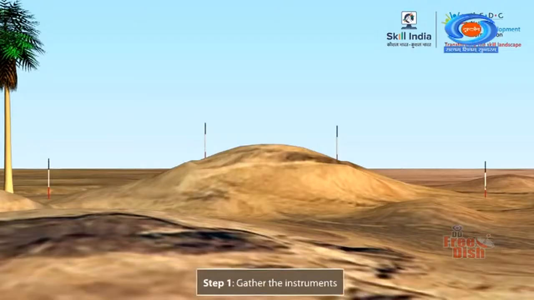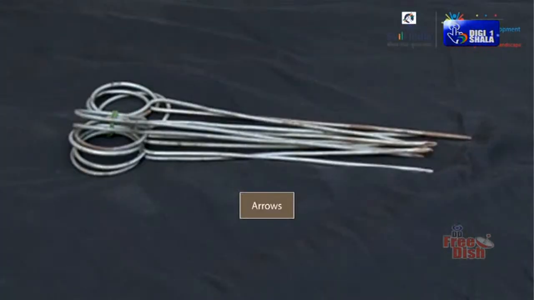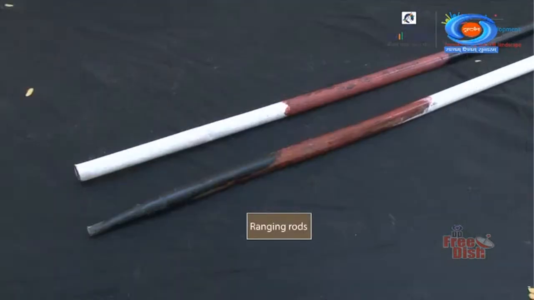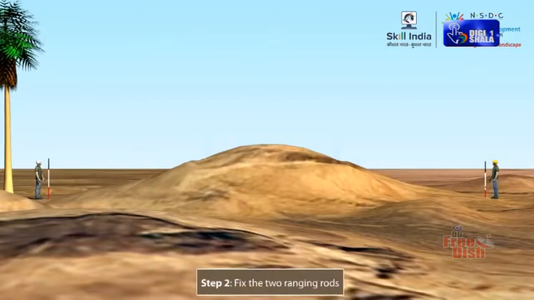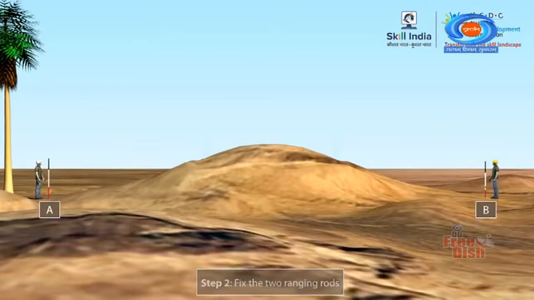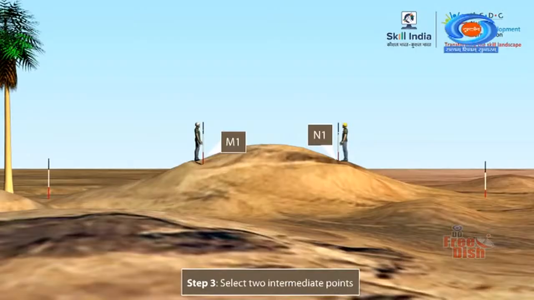As a first step of indirect ranging, gather these instruments: a chain of 20 or 30 meters, 10 arrows, 4 ranging rods. Fix the 2 ranging rods at the given stations A and B, which are not intervisible due to raising ground. Select 2 intermediate points M1 and N1 such that from each point both A and B are visible.